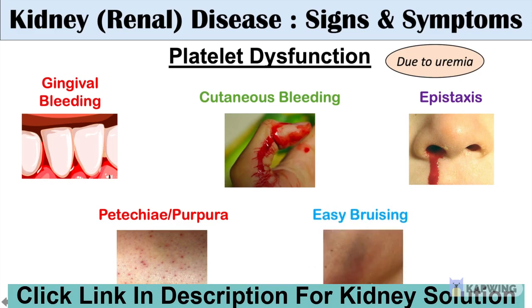And easy bruising. They can gently hit their arm on a surface and it can be bruised quite easily. So these are all signs of platelet dysfunction. Again, platelet dysfunction, secondary to uremia, we see gingival bleeding, cutaneous bleeding, epistaxis, petechia, purpura, and easy bruising. And we can also see increased risk of excessive bleeding in cases like menstruation, during surgeries, and during and after childbirth as well.